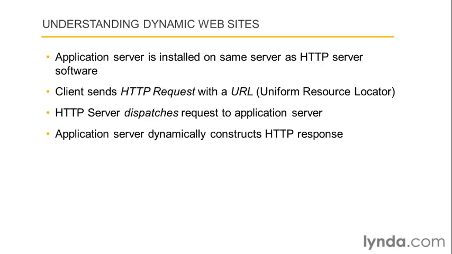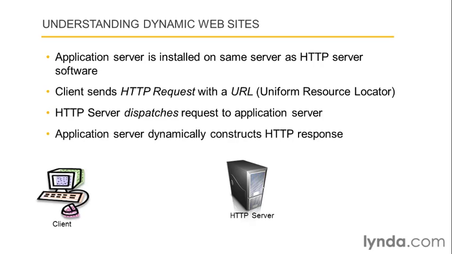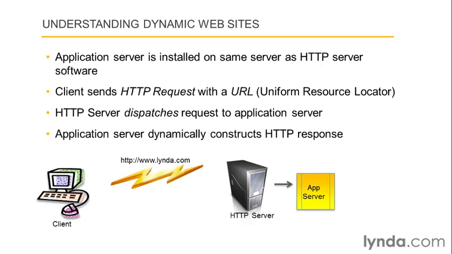The application server works with server-side resources, such as databases, XML files, and other content, and then dynamically constructs an HTTP response, which is sent back to the client. Once again, here's a diagram that shows how it works. The client sends the request to the server, formatted as a URL. The HTTP server receives the request and now dispatches it to the application server.